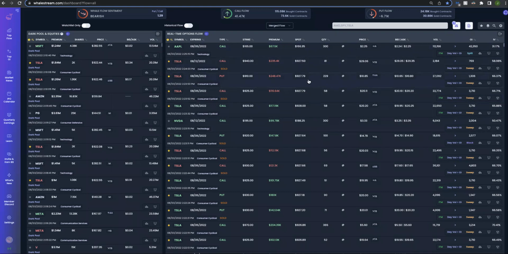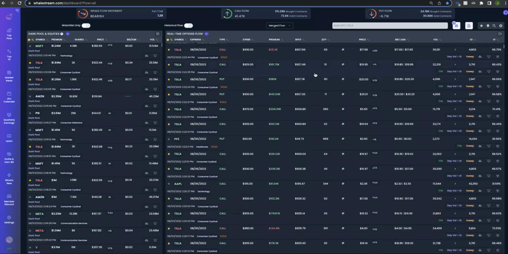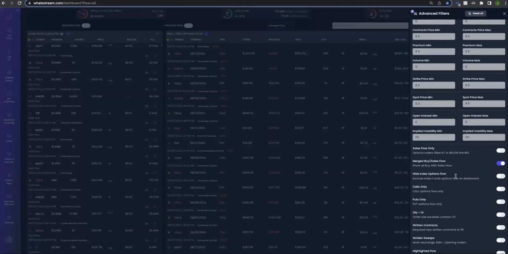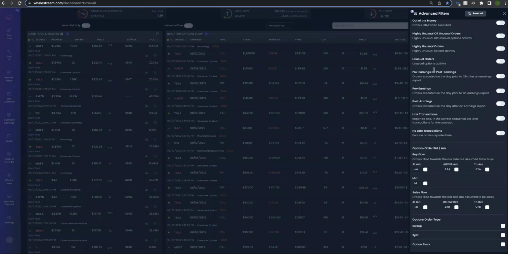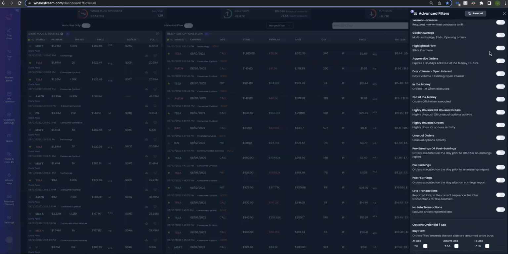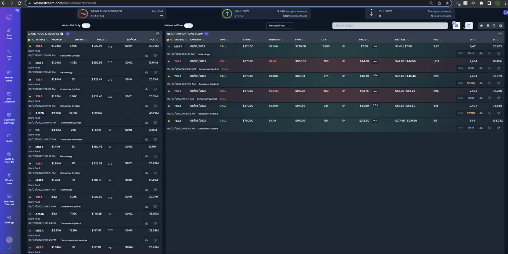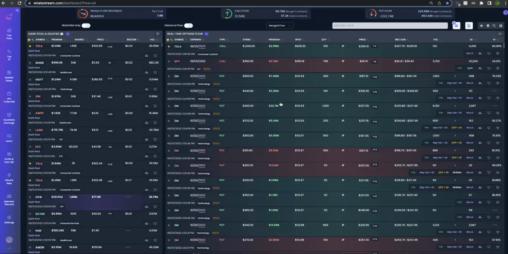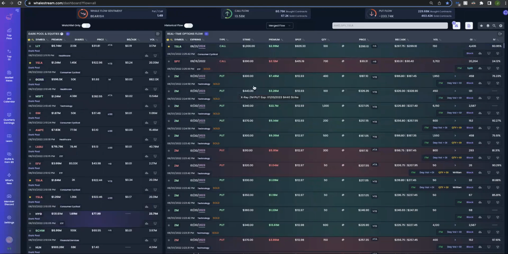But I see somebody asked about the highlighted colors. So I think you're talking about highlighted flow. We have a filter for that. Boom. And let's clear out the rest of the filters. So boom and boom. Okay. So what this means is it's pretty simple. If it's green or red, it just means that the premium is over 1 million. That means this trade, somebody paid over $1 million to enter.